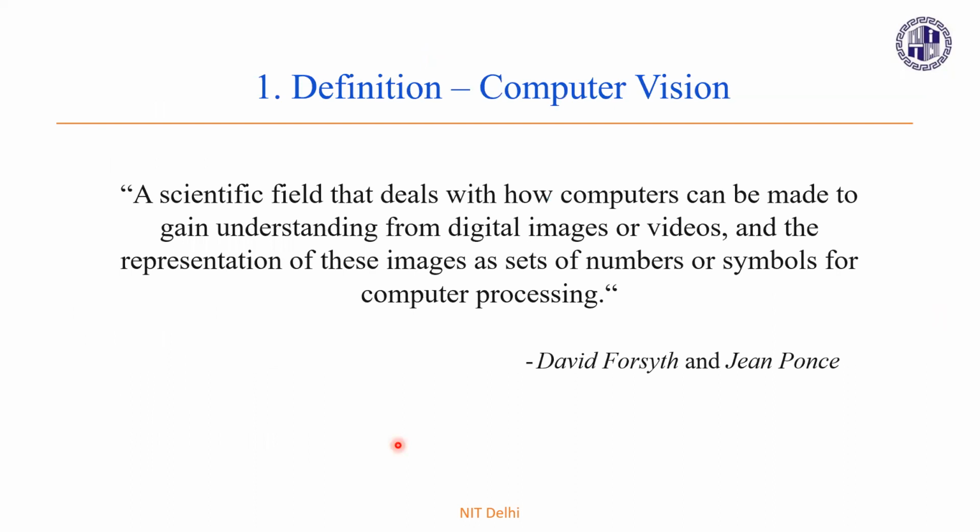Coming to the definition of computer vision, it is a scientific field that deals with how computers can be made to gain understanding from digital images or videos, and the representation of these images as sets of numbers or symbols for computer processing. So it is a field that includes processing, analyzing, and understanding of images in general. So high dimensional data from the real world in order to produce numerical and symbolical information.